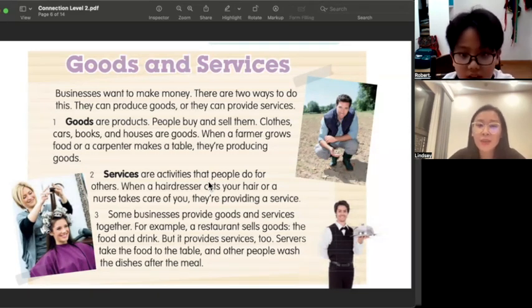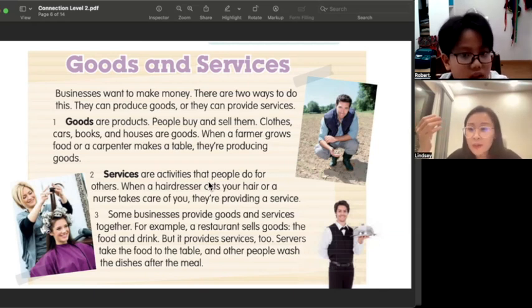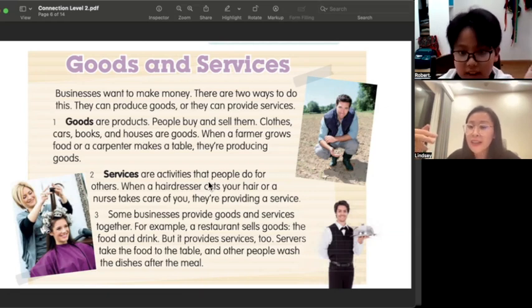That's good. Okay, so let's say when a farmer grows food or a carpenter makes a table, are they producing goods or are they providing a service? I think they provide services. Are you sure? A farmer grows food and a carpenter makes a table. Oh, it's goods. That's right, the goods. And when a hairdresser cuts your hair for you, it provides services. That's right, they are providing a service.